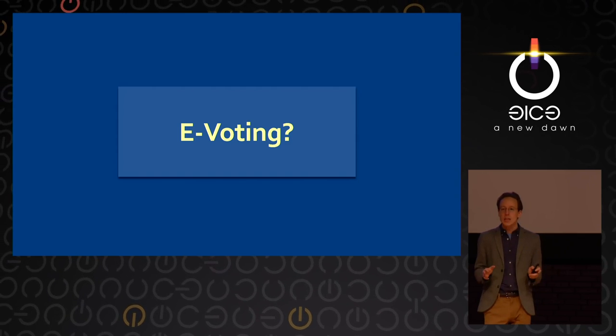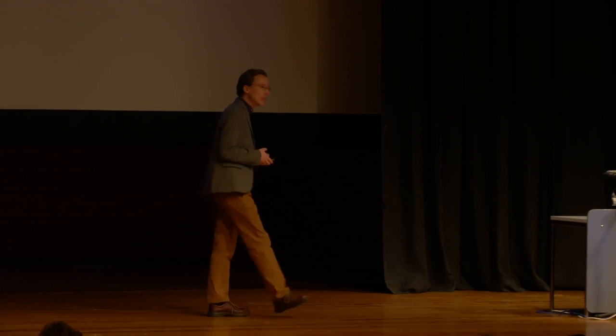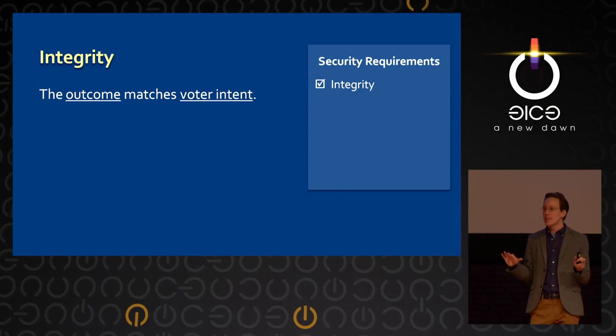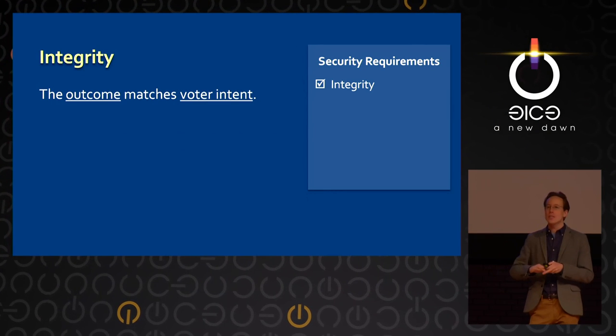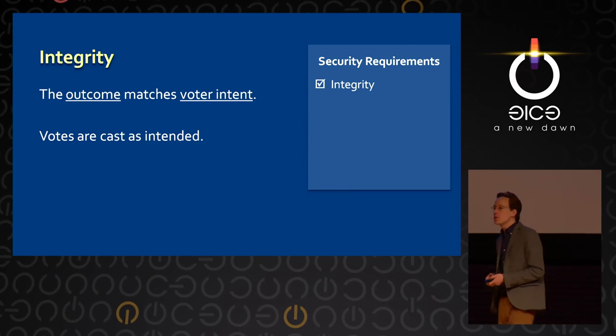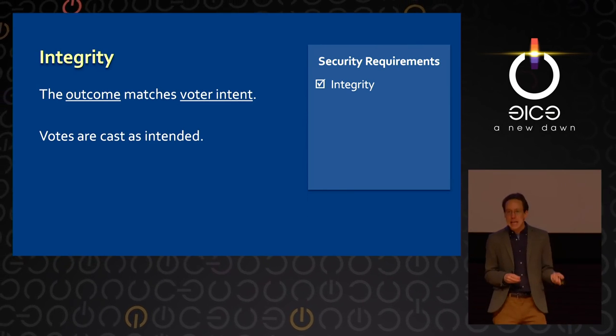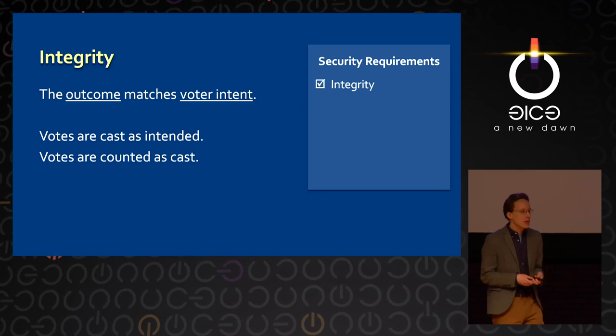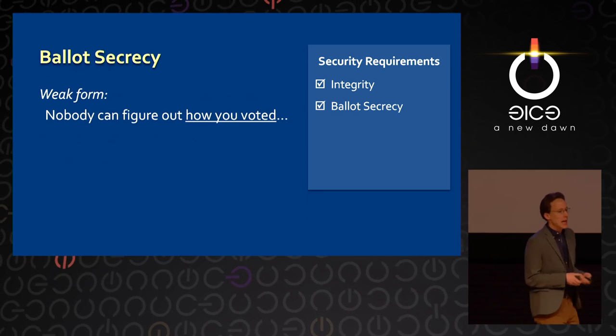We need two things in a secure e-voting system above all else. One of them is integrity. And by integrity, I mean that the outcome of the election matches the voter's intent. This is a relatively weak definition of integrity. Let's just at least say that the right guy wins. This means, of course, that votes have to be cast as voters intended, and that the election result has to be counted as the votes are cast.